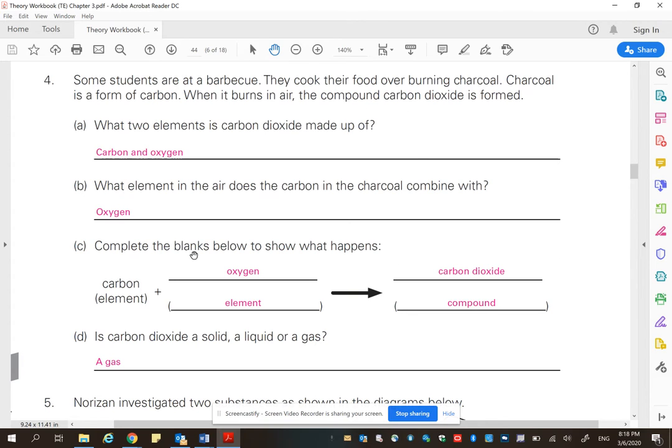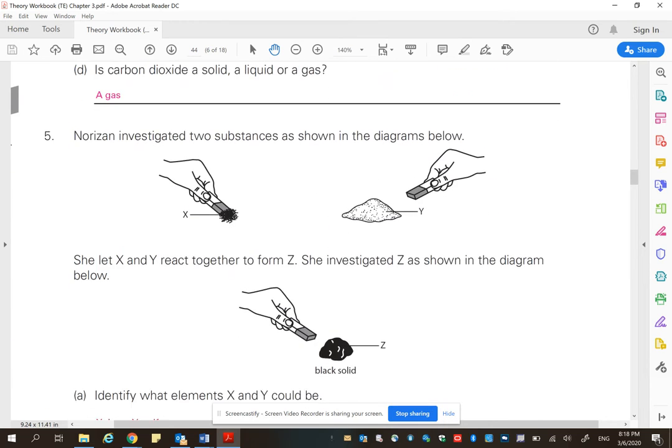Complete the blanks below to show what happens. Carbon plus oxygen, which is an element, will give carbon dioxide. It's a compound, and it's a chemical reaction. Take note, it's a chemical reaction. Is carbon dioxide a solid, liquid, or gas? Quite obvious, right? Carbon dioxide is a gas. Now, let's take a look at question 5.